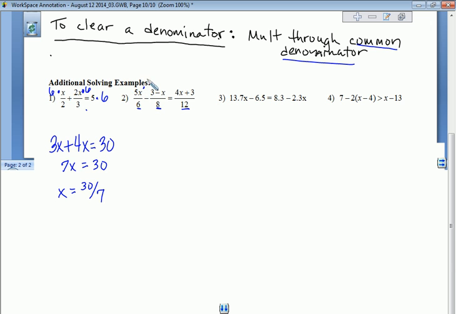So we're going to multiply this by 24, and this by 24, and this by 24. But do you see if I did straight multiplication, it's going to get really big? So watch this. This is 24, but it's being divided by 6. How many times does 6 go into 24? 4 times.